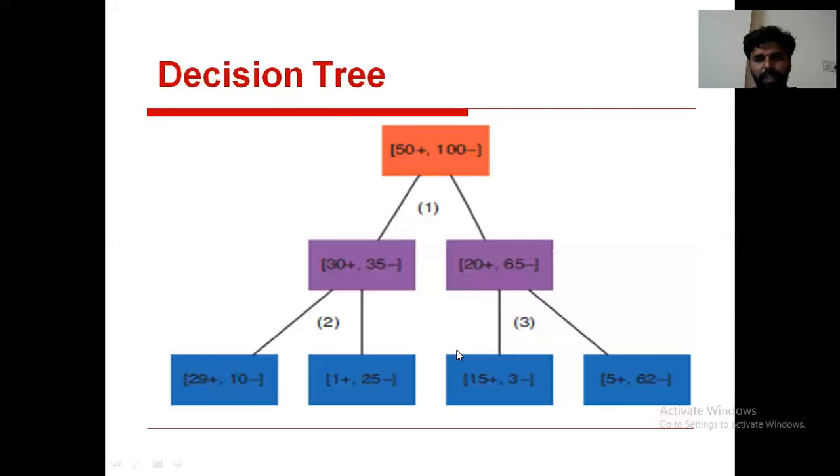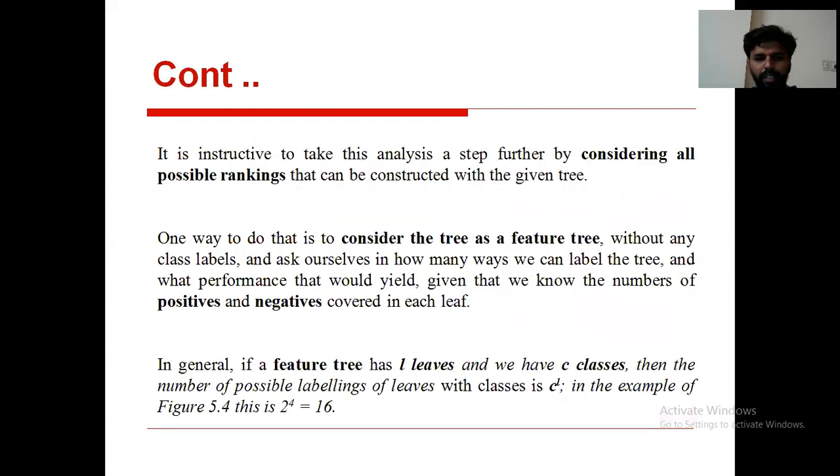This is figure 5.4. Observe this. How many leaf nodes are there? 4 leaf nodes are there. How many classes exist? Positive class and negative class, a total of 2 classes. 2 power 4 means 16, right? This is 16. Like this, the feature trees are constructed.